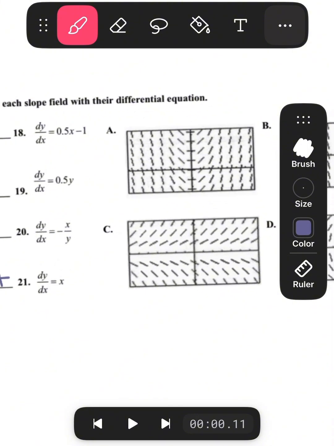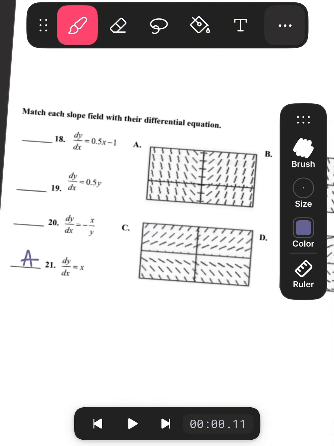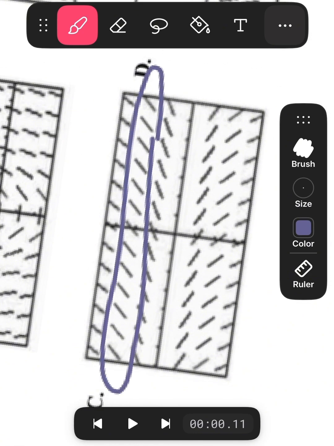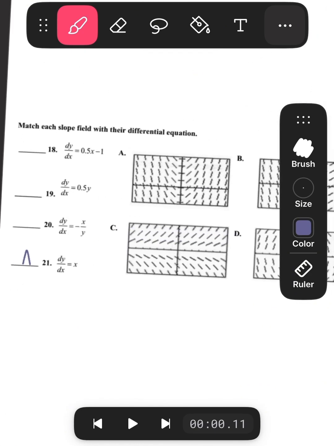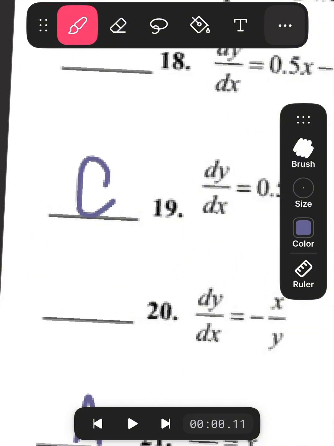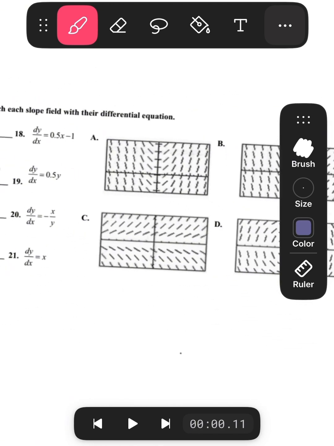You might notice there's also some symmetry going on here, but this time it's horizontal. And that will give us a hint that for every y value, the y is the only thing that matters. The x will not affect the slope. And that's why it's really easy to cross these off quickly. Why we can say very quickly that 19 must be C.